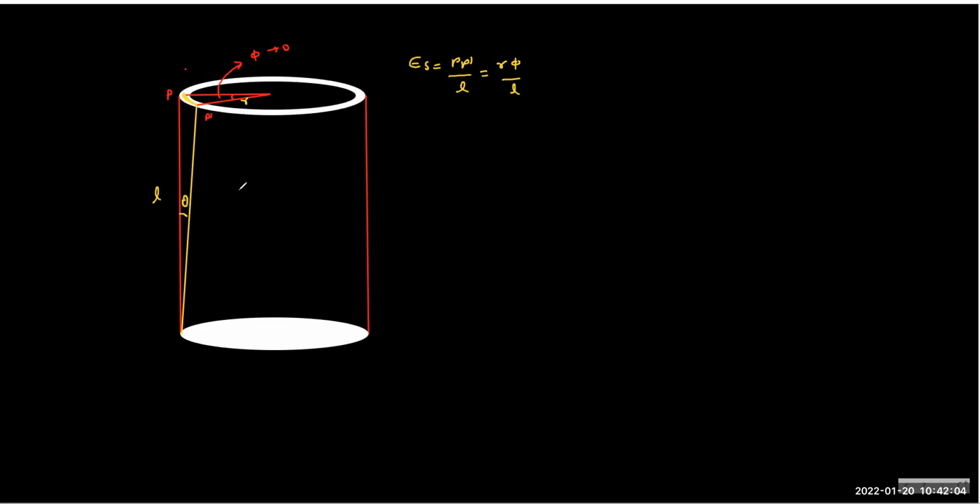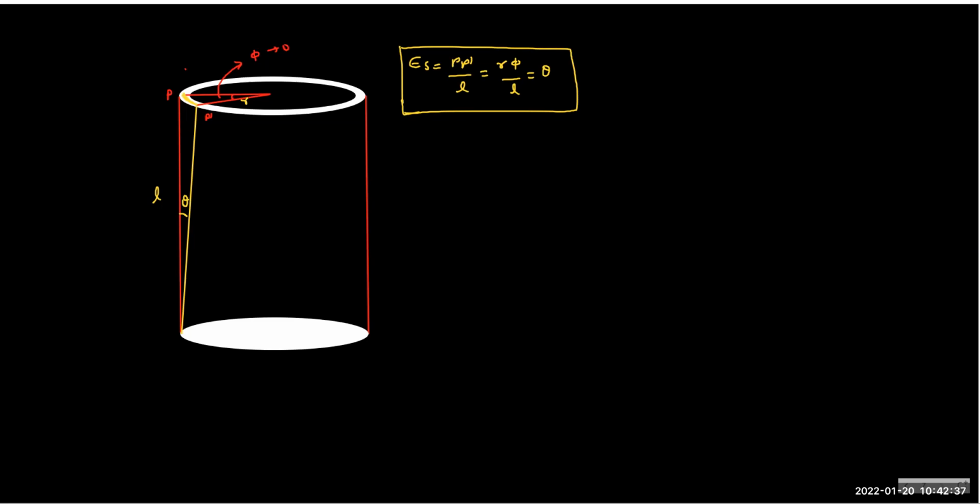This theta is R phi by L. Because these are very small dimensions, we can write it like this. So for the jar, we can always write the shear strain this way. Sir, but phi is the angle, right? Pardon? Theta. Oh, okay. No, theta is phi. Theta is very small, so you can write it like this.